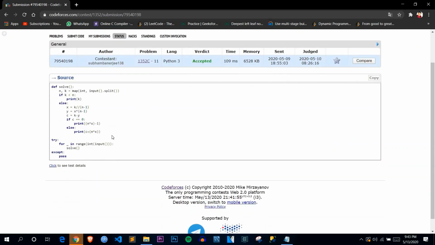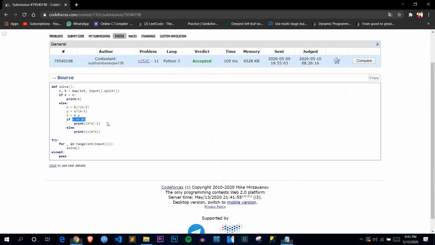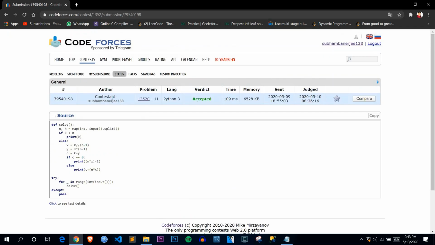So this is a very simple code. As I have explained the logic, we are doing the same exact thing over here. We are taking the inputs, then checking if k is less than n, we directly print k. Then x, y, c, these values I have already explained, and we are checking if c equals 0, as I have discussed for the condition where k is divisible by n. In that case, n into x minus 1 would be our answer, or else c plus n into x, our usual formula which we have said. As we can see, it got accepted in the contest. So this is how we have to solve this problem.